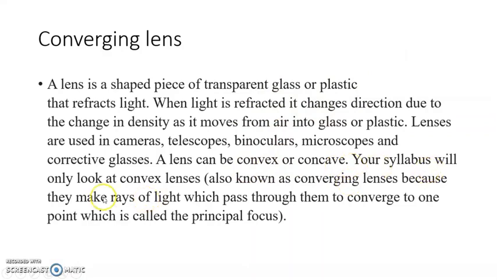Now, your syllabus will only look at convex lenses, which are also known as converging lenses, because they make rays of light which pass through them converge to one point, which is called the principal focus. Okay, so converging lenses, they'll bend light. Okay, they'll have parallel rays which will be bent, and then they'll be made to meet at a certain point, which we call the principal focus.